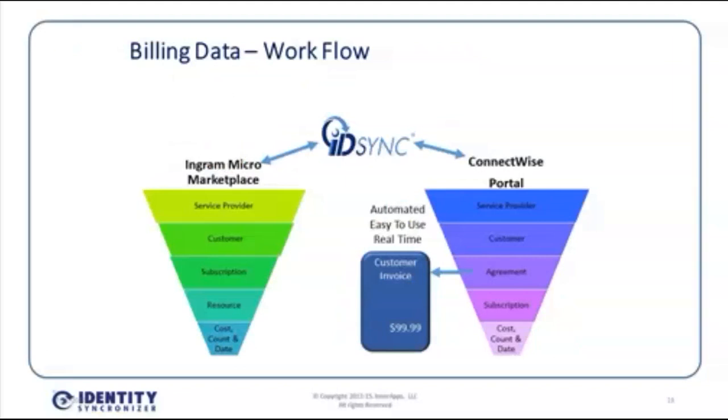This is a somewhat different view. If you think of the marketplace as a portal on the left, you have to reach down through it and sort through all the service providers, all the customers, all the subscriptions, to get that cost and count data all the way from the bottom. Then you have to match it on the right side. If you're looking at a ConnectWise portal, or an Autotask portal, or ConnectWise on-prem too, you have to do the same thing.